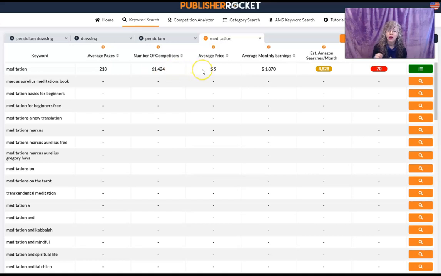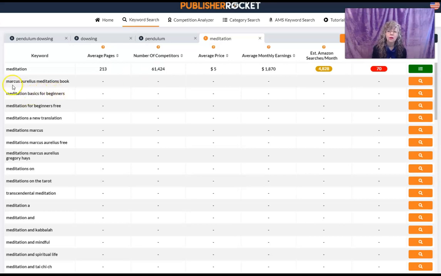The average price for an ebook, because we're doing Kindle, remember, the average price of the ebooks are around $5. So kind of high, okay, as ebooks go. Right? The average monthly earnings of some of the top people in the category is $1,870 a month for the top people selling books. They're making about that much per month. This is how many people search that word, that keyword, 4,828. And the competition, you can see that it's red. It's very high. Look at all 61,000 competitors. That's a lot of competitors.